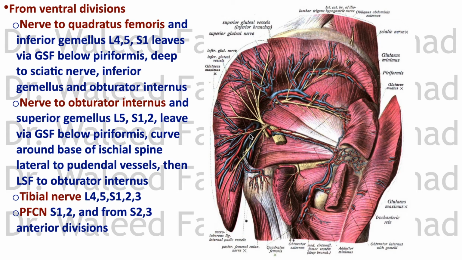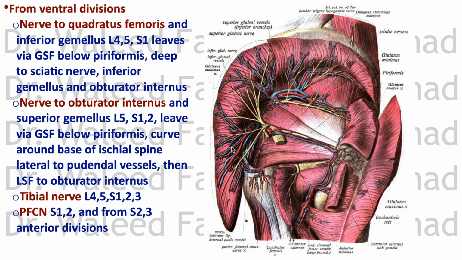The nerve to obturator internus curves around the base of the ischial spine, lateral to the pudendal vessels, and then enters the lesser sciatic foramen to supply the muscle. So it goes out through the greater sciatic foramen and enters the lesser sciatic foramen. Why? To bypass the levator ani muscle. It can't go directly from inside the pelvis because of the levator ani muscle occluding the area. It's the pelvic septum, as you remember.